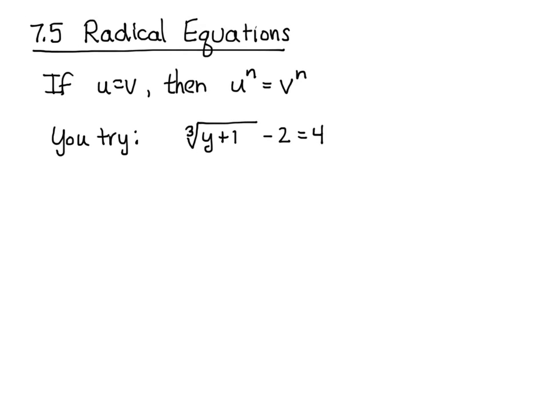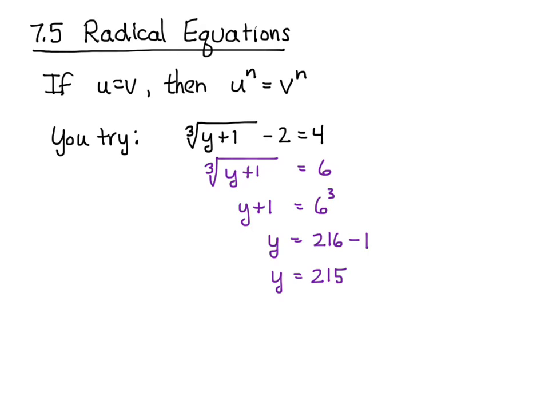Okay, 215. So that's right. All right, so basically you isolate the radical. So in this case you add 2 to both sides. And then we're going to cube both sides to get rid of the cube root of 3. And so then we use all of our fingers to figure out what 6 cubed is. That's 36 times 6 is 216. And then subtract 1 and we get 215.